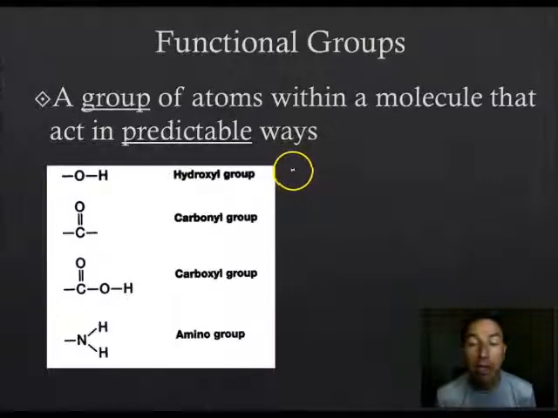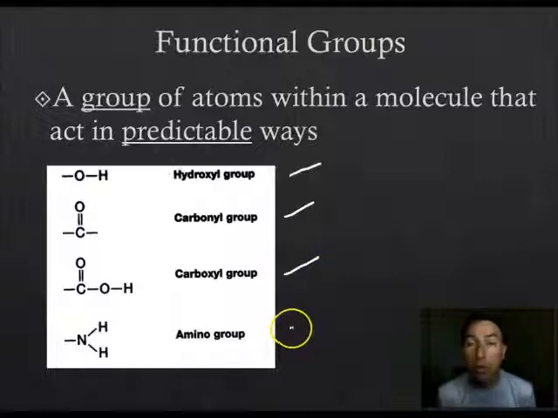move through the class. So if we have a single bonded hydrogen to an oxygen, that's a hydroxyl group right here. If we have a carbon that is double bonded to an oxygen and then single bonded to maybe another carbon or maybe a hydrogen, and then another carbon or another hydrogen on the other side, that's a carbonyl group. Then if you have a carbon that is doubly bonded to an oxygen and then single bonded to an oxygen, which is single bonded to a hydrogen, that's a carboxyl group.